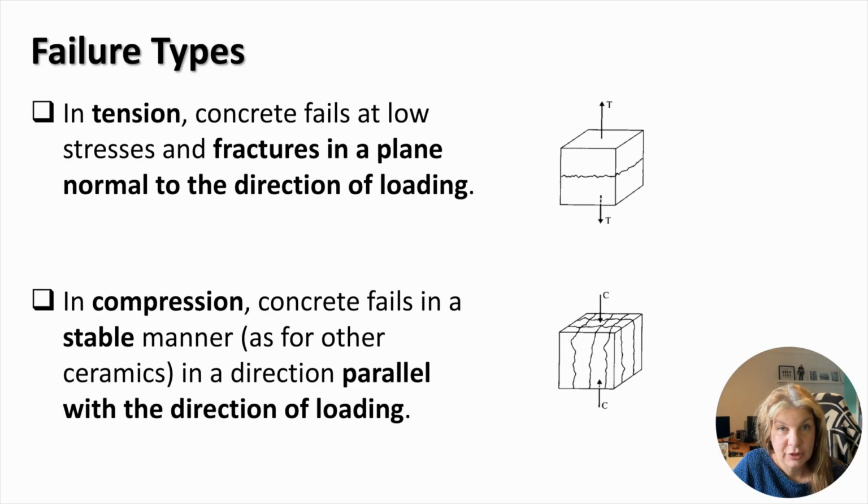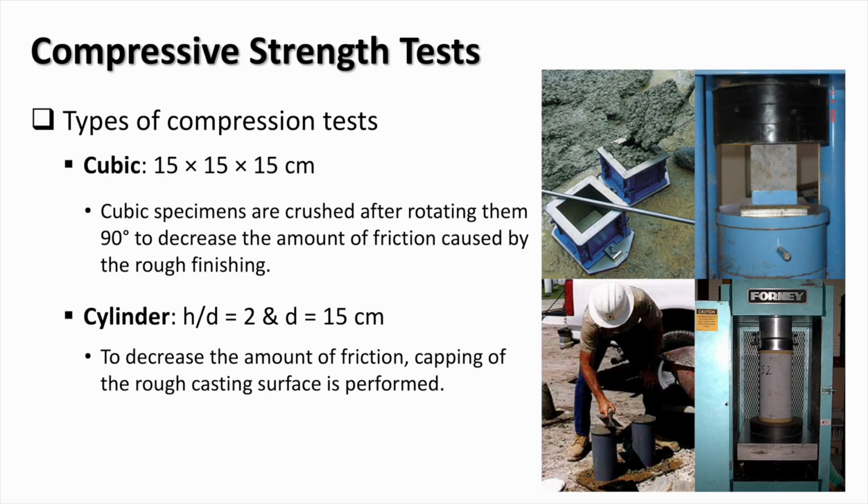As previously mentioned, concrete is weak in tension and it fails at low tensile stresses. It fails by fracture in a plane normal to the direction of loading. In unconfined compression, concrete fails by developing a network of failure planes parallel to the applied loading. This mode of failure represents tension failure due to the Poisson effect. The compression strength is determined in tests using a special device called a crusher.